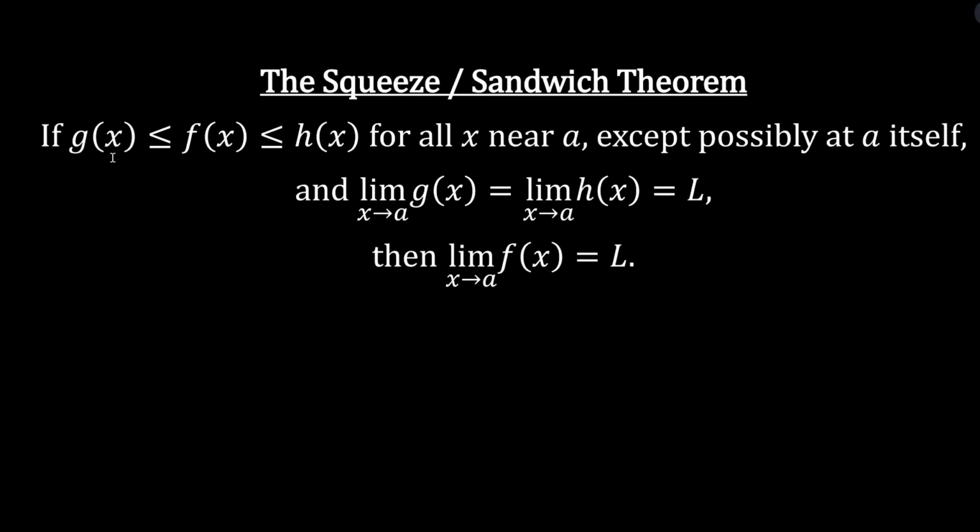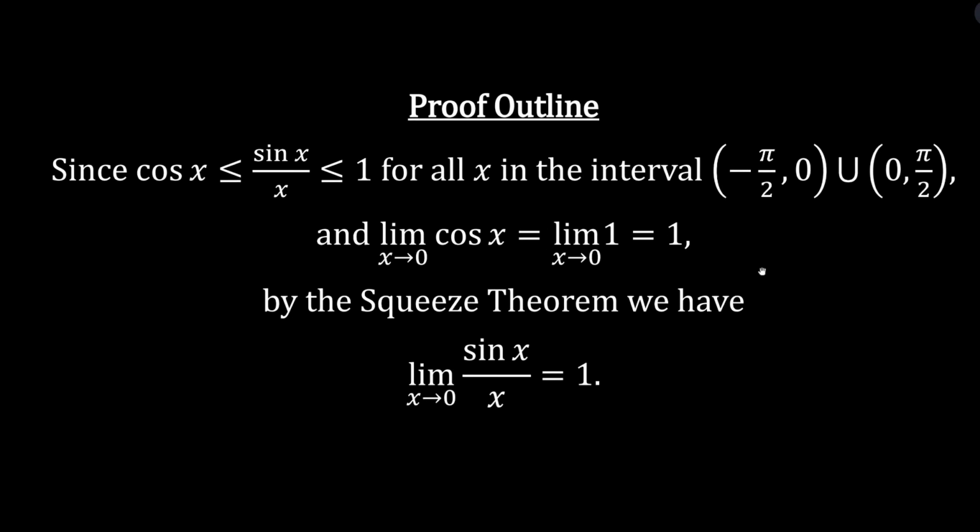So if we can bound the function f, and if the bounding functions g and h have the same limit, then we can conclude that the limit of the bounded function f that we're trying to find is also that same limit. All right, so here's our proof outline. Here's what we're going to bound sine of x over x with: cosine of x and 1. This string of inequalities is true for all x in this union of intervals. So this is what it means to be near 0 except at 0 itself.